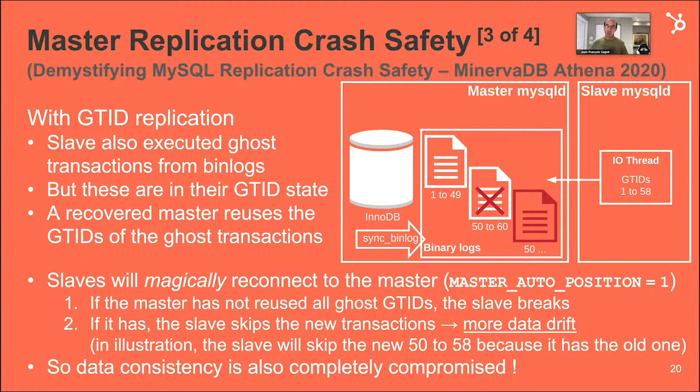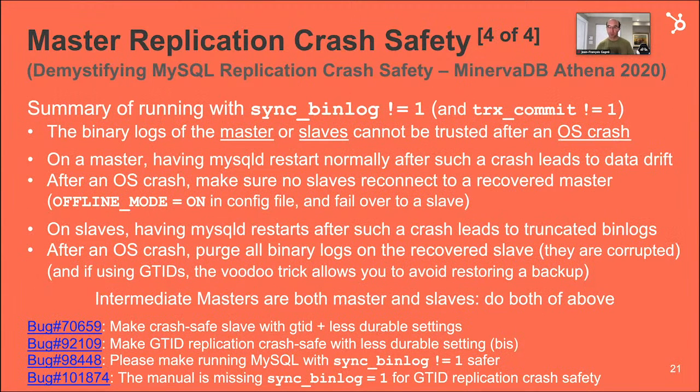But if the master has already reused 50 to 58, and let's say it's at 60 now, the slave that has 50 to 58 will now download the new 59. But the slave knew the old transaction and the new one, so it is skipping a new transaction. This is data corruption again, and this is obviously not good.